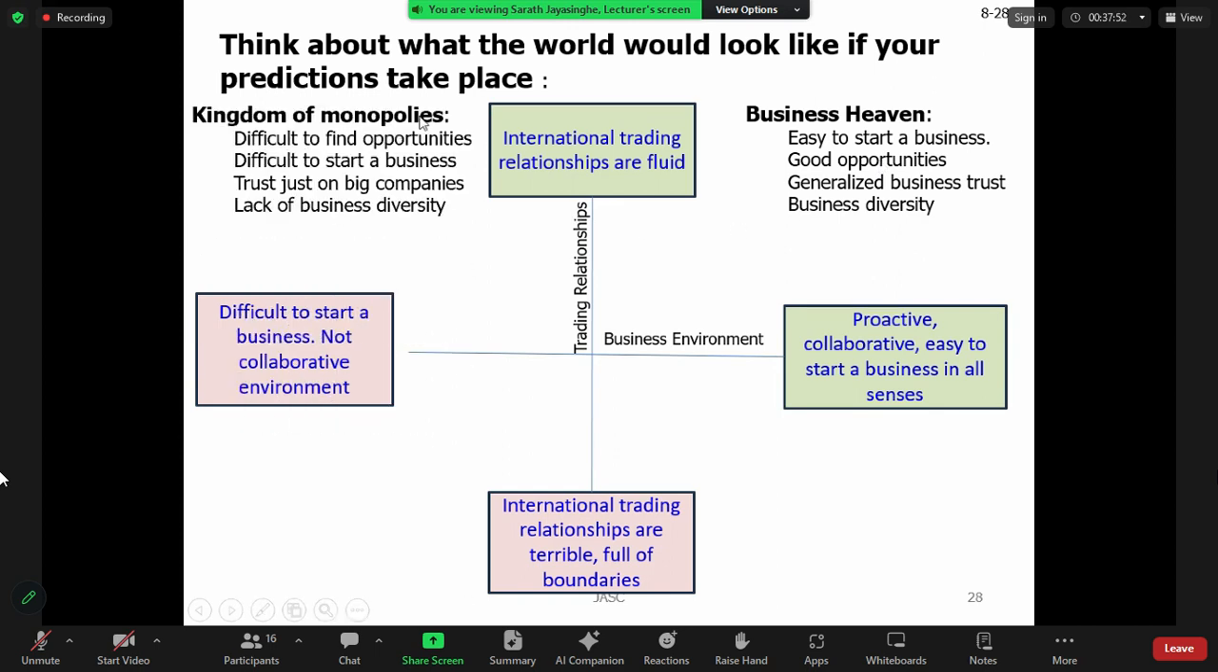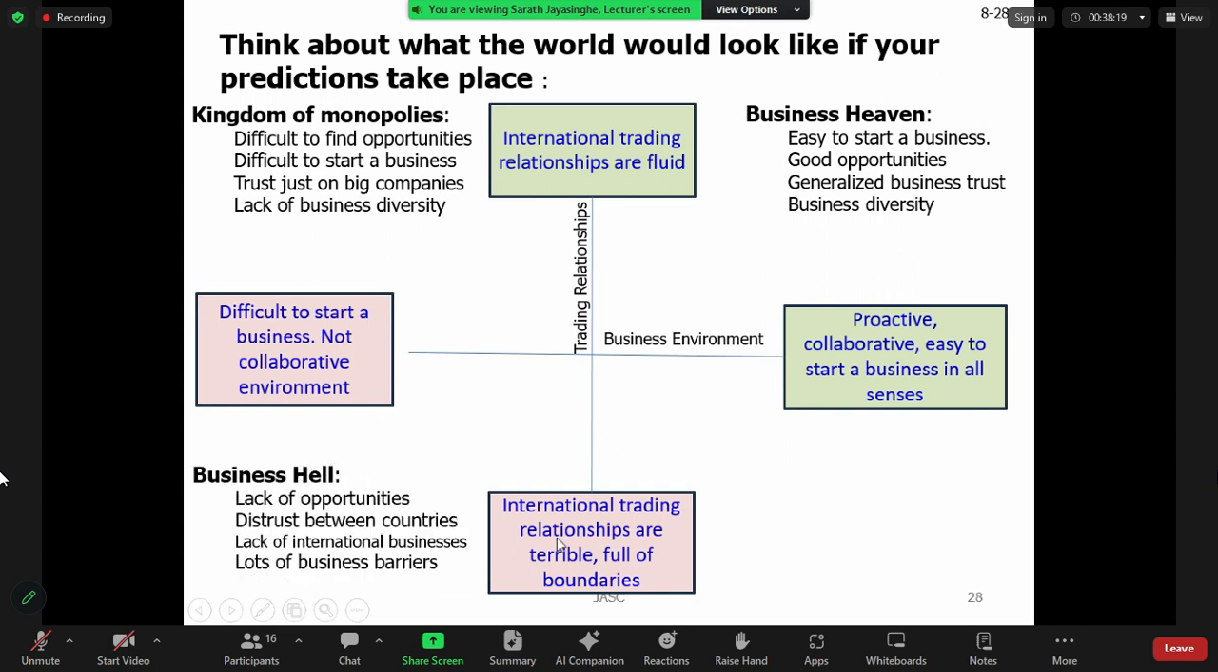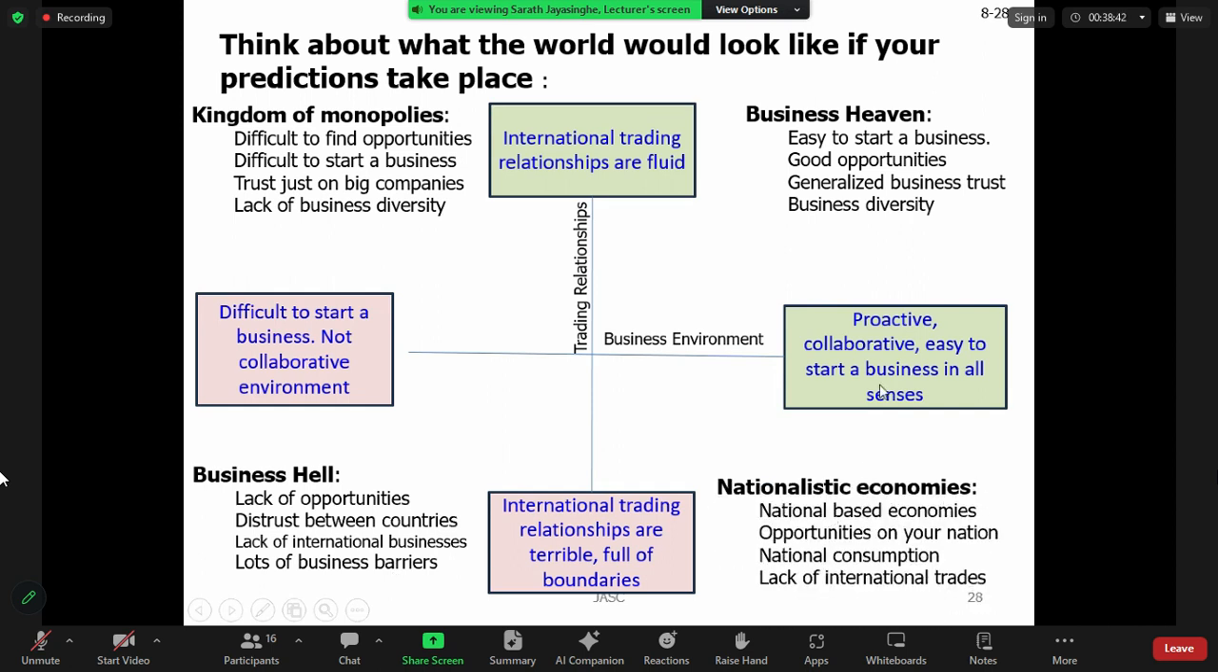And then if you look at the kingdom of monopolies: international trading is fluid, but it is difficult to start a business, a non-collaborative environment. So in the kingdom of monopolies, it is difficult to find opportunities, difficult to start a business, trust is placed just in big companies, and there is a lack of business diversity. Just like a monopoly. Then you can see business hell, something worse, because here international trading is full of boundaries and there are a lot of disturbances. It is difficult to start a business, with a lack of opportunities, distrust between countries, lack of international business, and lots of business barriers. And here you can see nationalistic economies, national-based economies, right? Opportunities depend on your nation, national consumption, and lack of international trade, right?